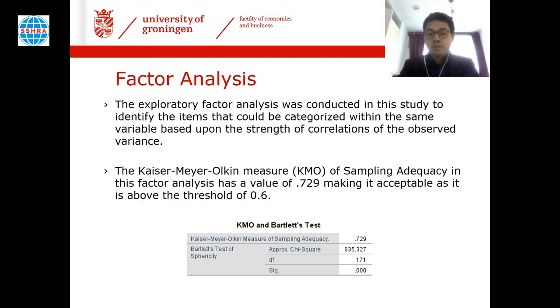Firstly, for the statistical analysis, I conducted a factor analysis to identify the items that could be categorized within the same variable, based upon the strength of correlations of the observed variance. The picture in the bottom shows the Kaiser-Meyer-Olkin measure of sampling adequacy, and in this factor analysis, I had a value of 0.729, making it acceptable as it is above the threshold of 0.6.